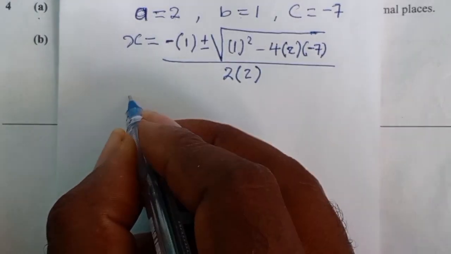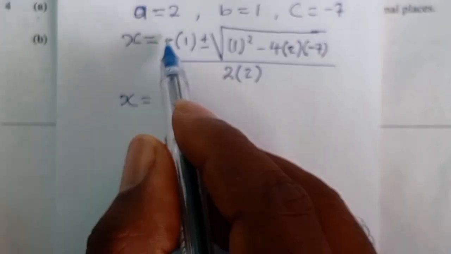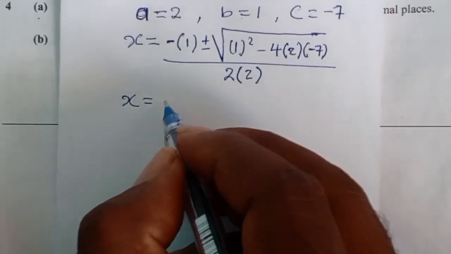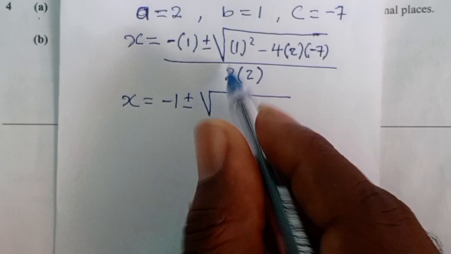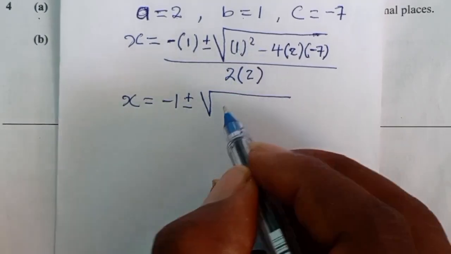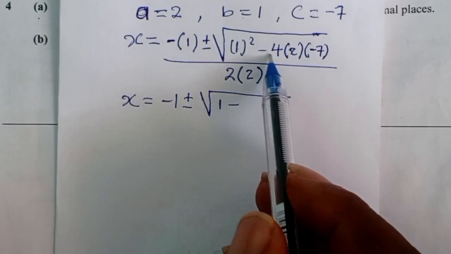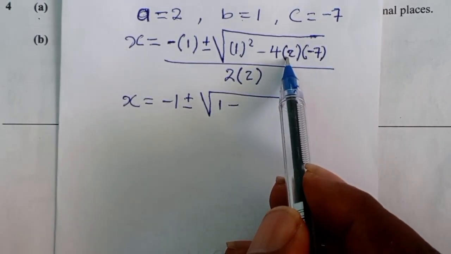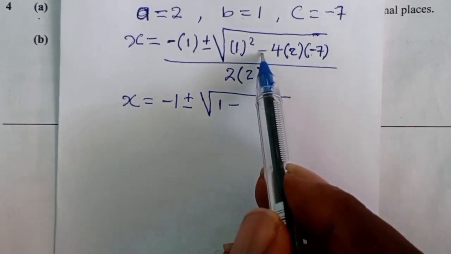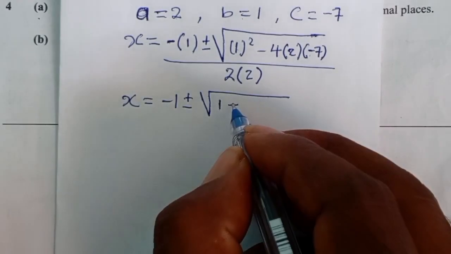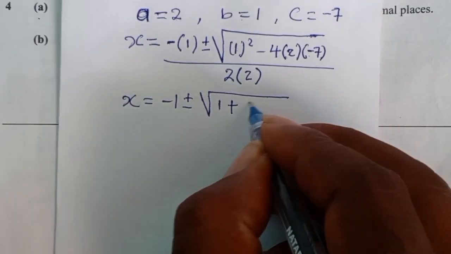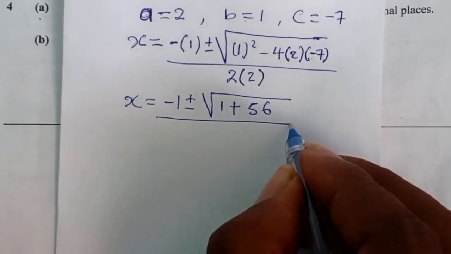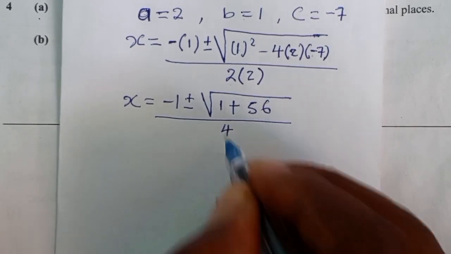We simplify further: x equals negative 1 plus or minus the square root of 1 squared, which is 1, minus 4 times 2, that is negative 8. Negative 8 times negative 7. Negative times negative is positive, so it will be positive 8 times 7, so the answer is 56, divided by 2 times 2, that is 4.